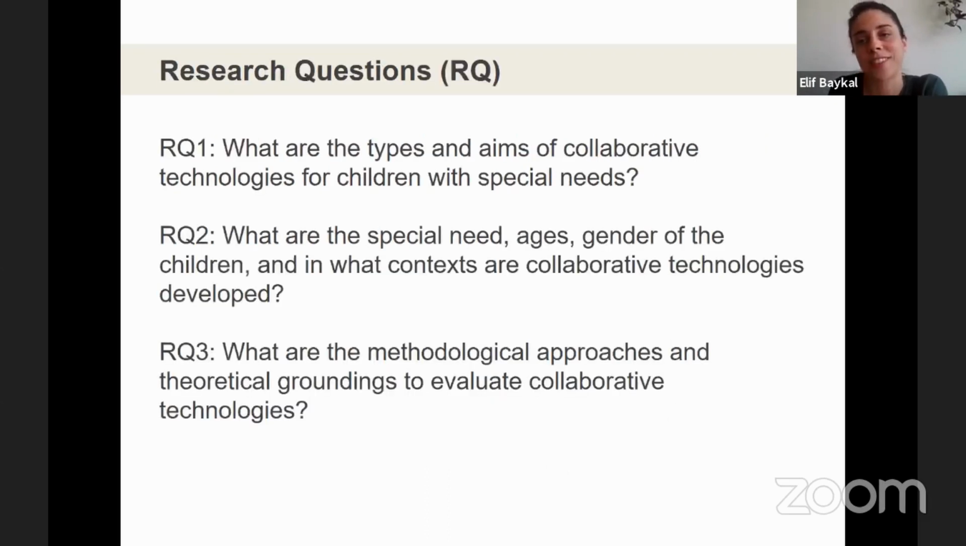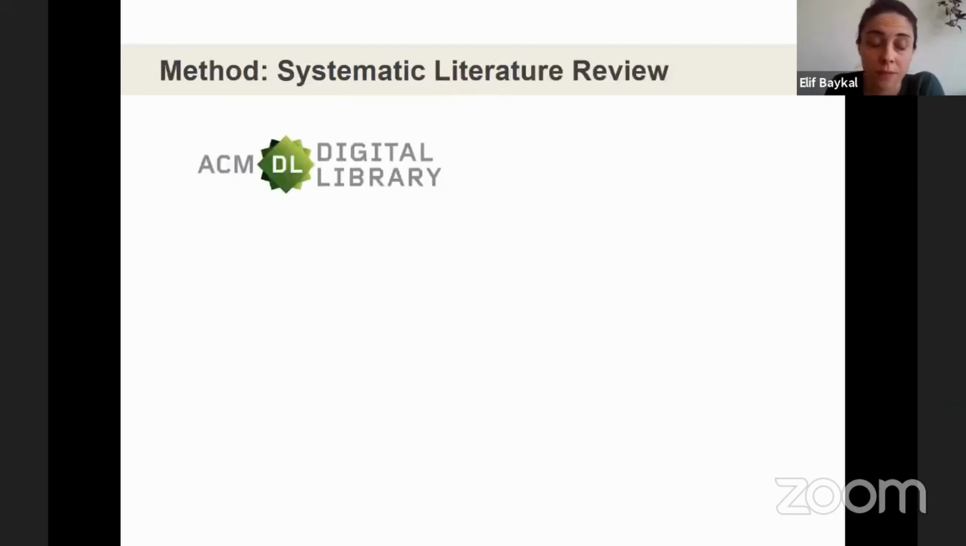So in order to understand the collaborative technologies for children with special needs, we mainly posed 3 questions in our research. What are the types and aims of collaborative technologies developed for children with special needs? What are the special needs, ages, and gender of the children? And in what contexts have collaborative technologies been developed? And what are the methodological approaches and theoretical groundings to evaluate collaborative technologies?